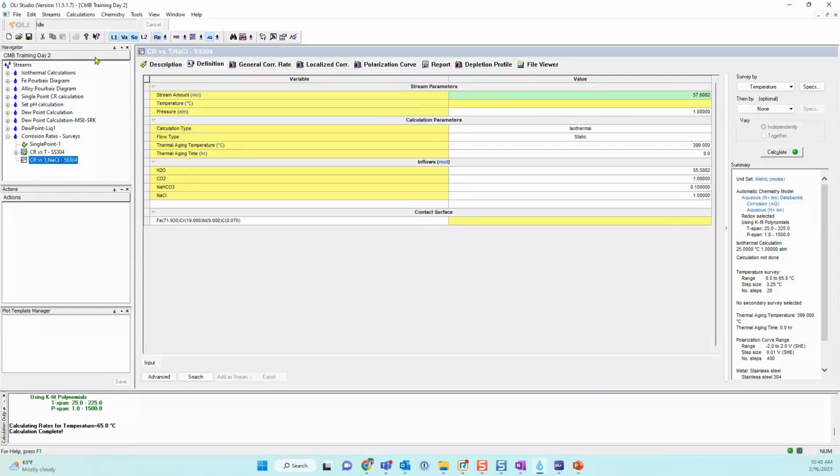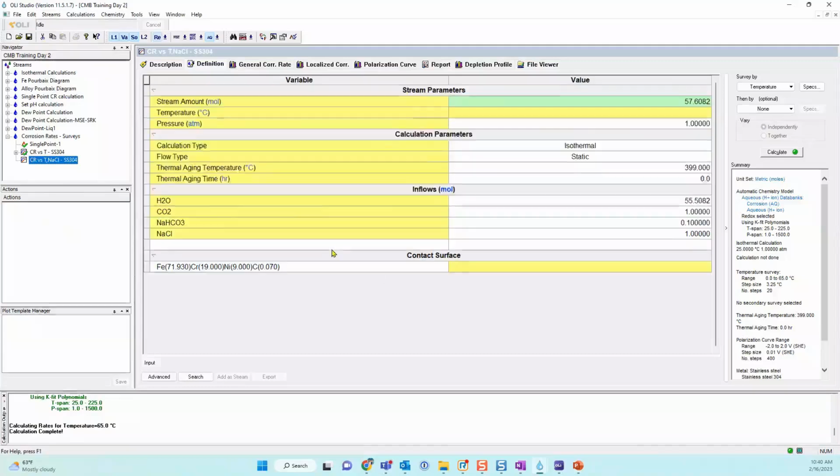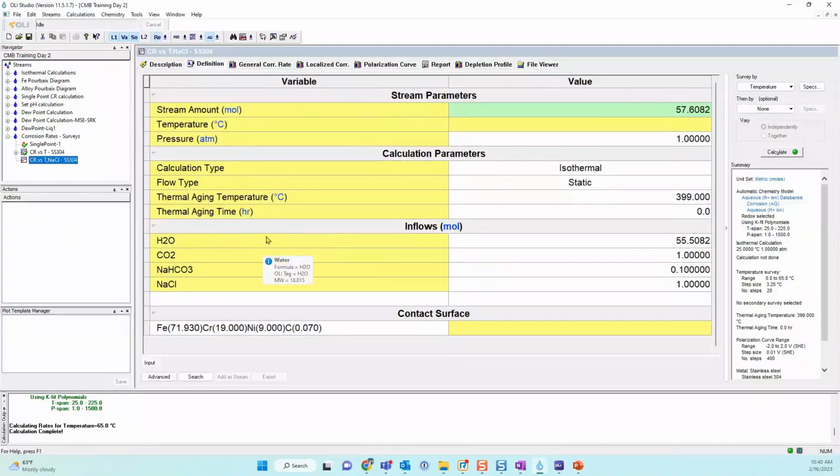We want to see how these two variables change the corrosion rate. So everything remains the same, the same calculation that we did before: isothermal, static, we have the inflows, and we have our stainless steel 304 contact surface. To the right, we have defined the temperature survey, and we said that goes from 0 to 65 degrees C, with a number of steps of 20.